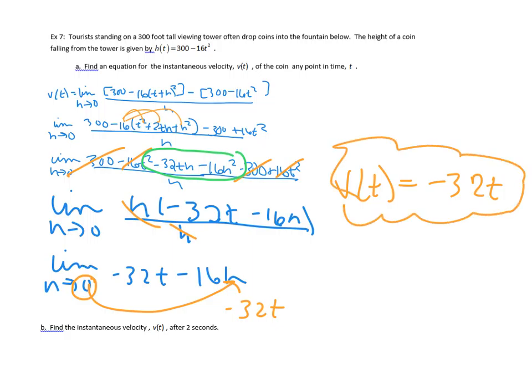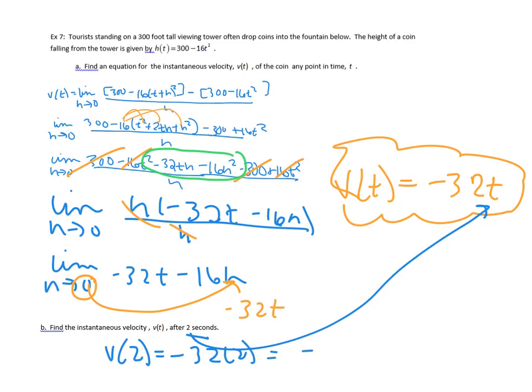So then if I want to find the instantaneous velocity after 2 seconds, all I'm going to do is plug in 2. So my velocity after 2 seconds is negative 32 times 2, which is negative 64 feet per second.